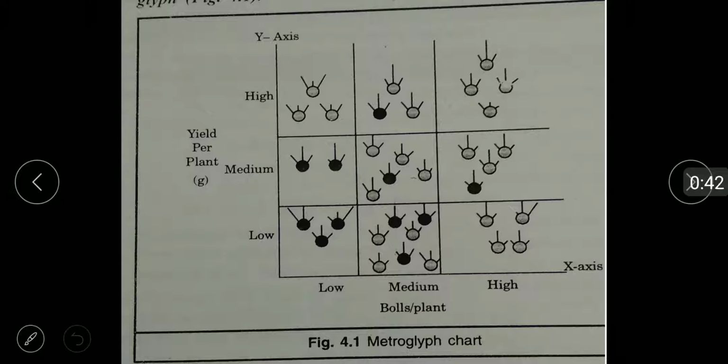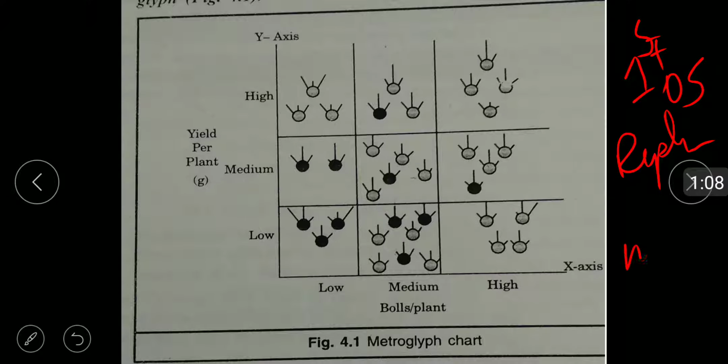The main features of metroglyph analysis are: the analysis is based on first order statistics, which means it is statistically more reliable. It's a reliable, robust and very simple analysis. Analysis is possible from both replicated as well as non-replicated data. The pattern of variability is depicted by the glyph on the graph.